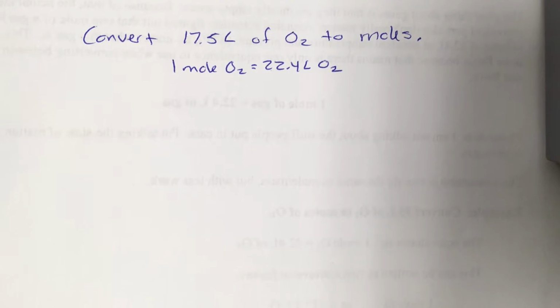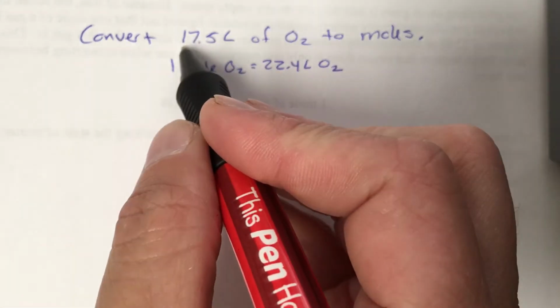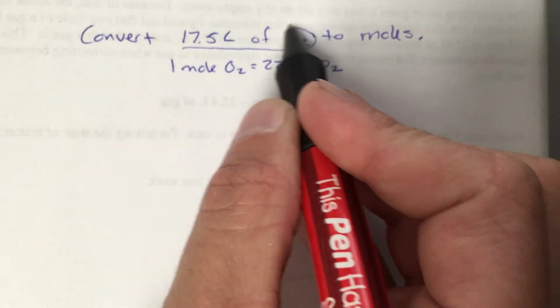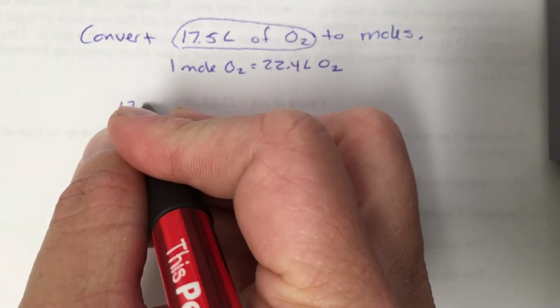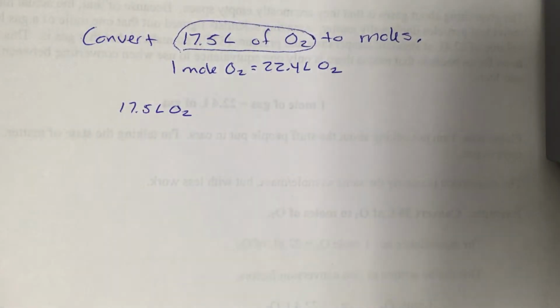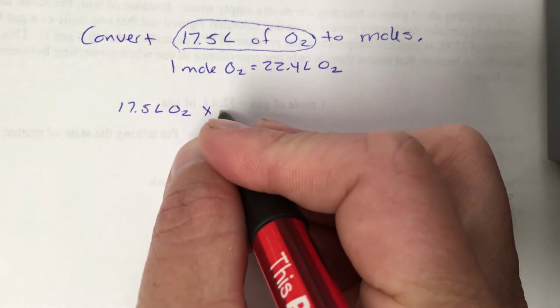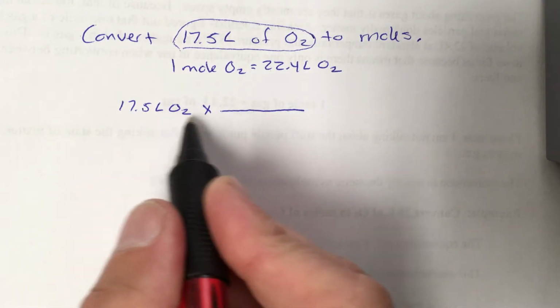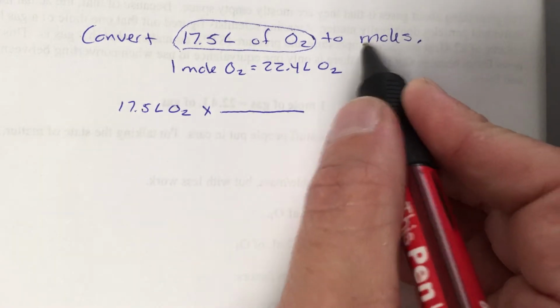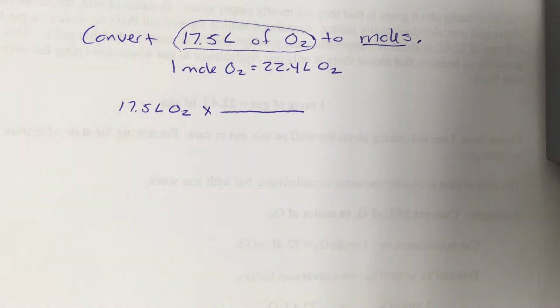Now this is just dimensional analysis. That's all stoichiometry really is. It's a bunch of unit conversion. And we do all of our stoichiometry, all of our dimensional analysis the same way. We start with what we're given, 17.5 liters of oxygen. And then a times sign, and then our conversion factor. That conversion factor's job is to cancel out the liters of oxygen, the unit we're given, and give us the unit that we're asked for, moles.